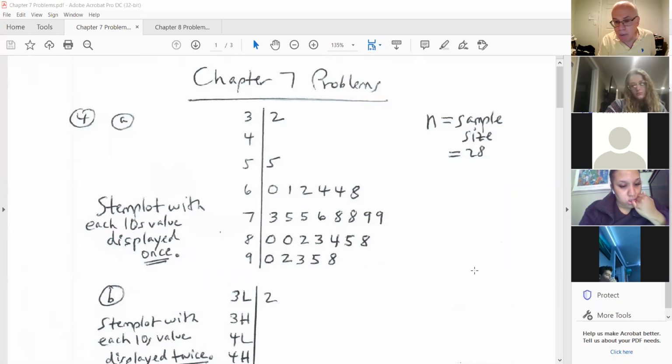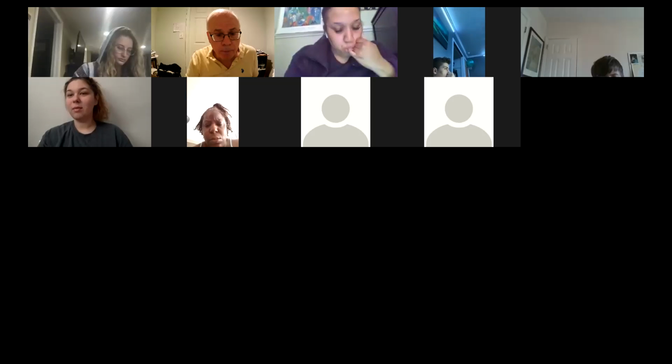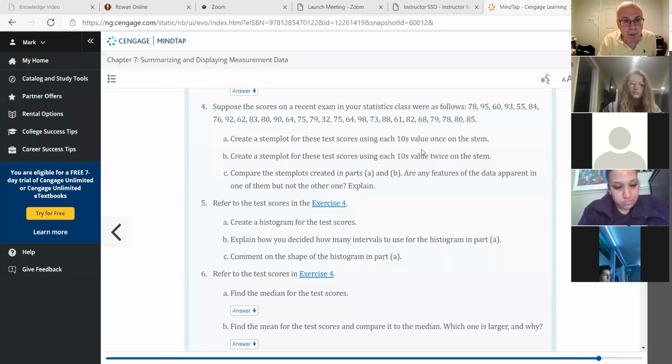So anyway, that's part A. If we go back to the problem in the ebook, they wanted me to make a stem plot where along the stem there would just be one of these stem values, 3 up to 9. And then they said, all right, part B, create one where you have 2 stem values for each of the tens digits. So what does that mean?